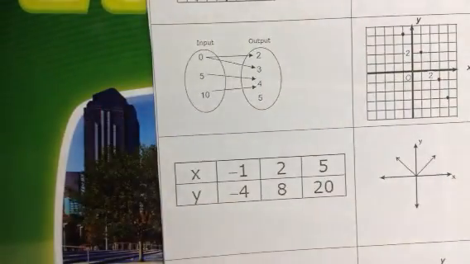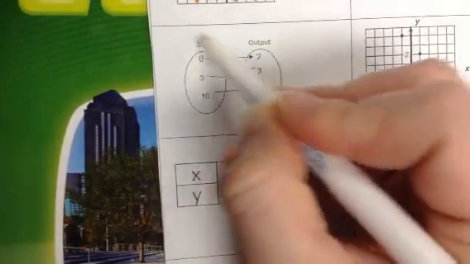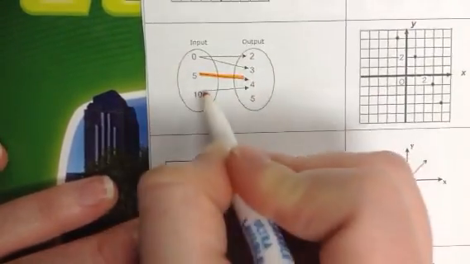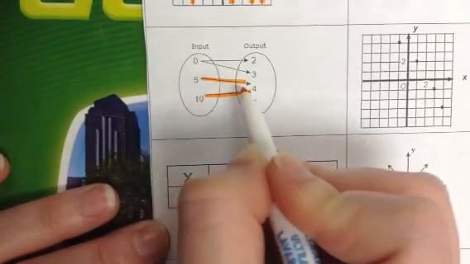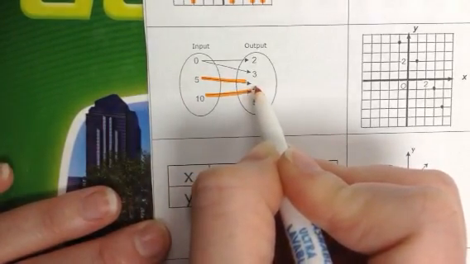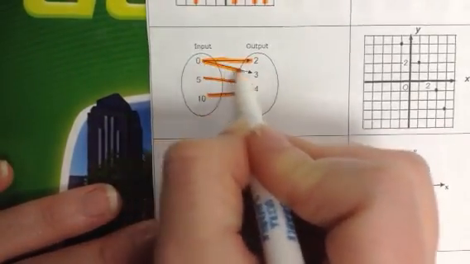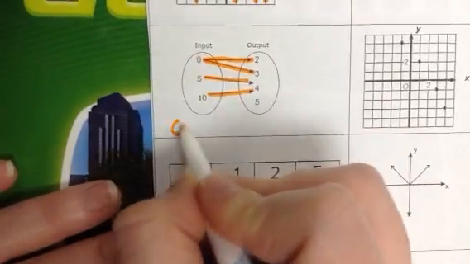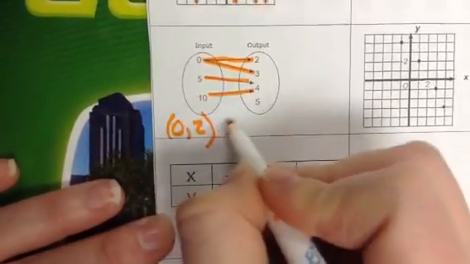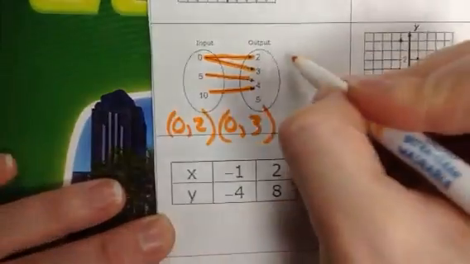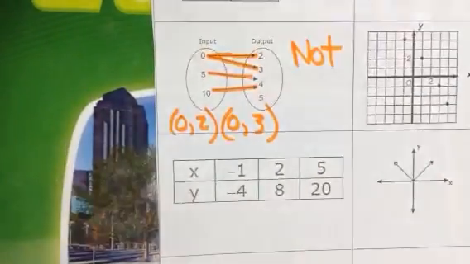The next one is a mapping. So remember we said if only one arrow leaves this side, the left side, then yes, it's a function. So right here, it's okay, and right here, it's okay. So that 5 only has that one output, and that 10 only has that one output, but right here, that would give me the ordered pair of 0, 2, and 0, 3. So you see how the x number repeated? Label this one as not a function.